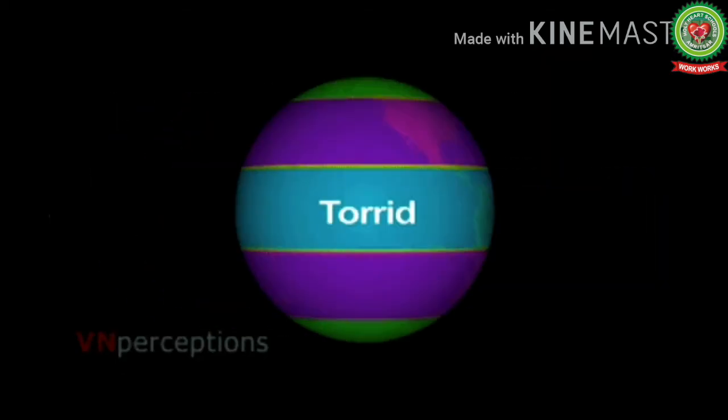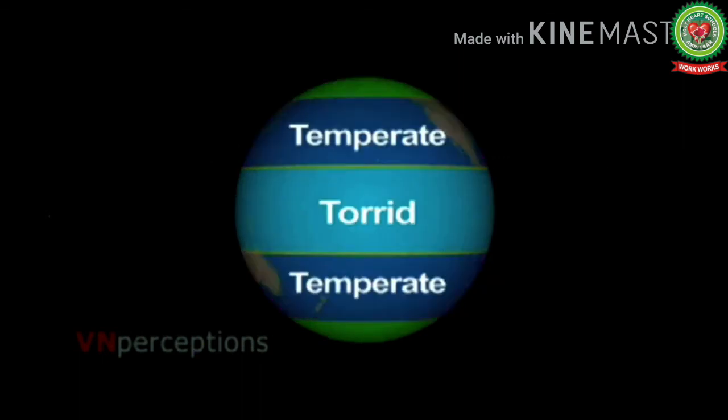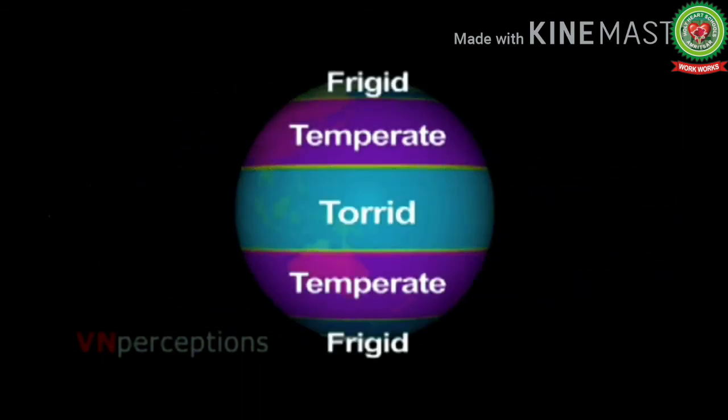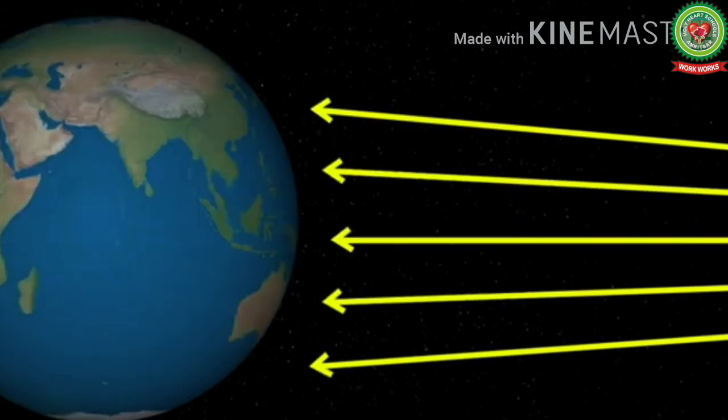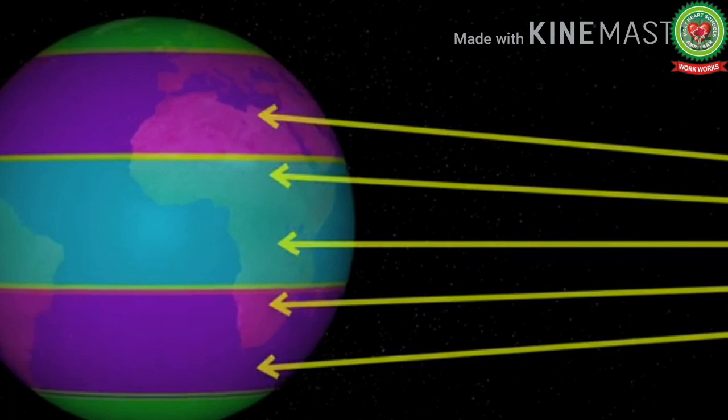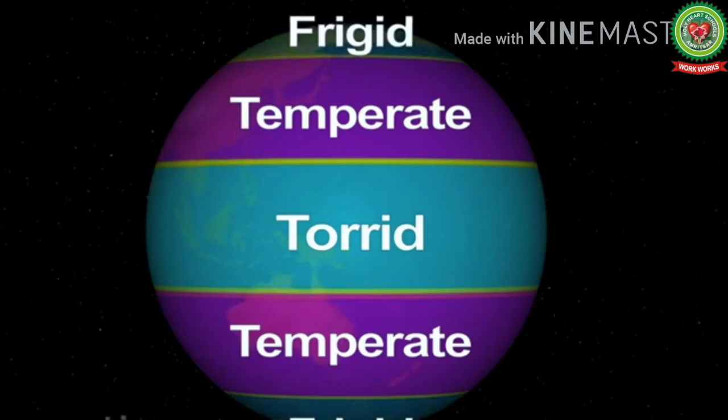Now if I talk about the importance of these latitudes, they are very important in relation to the temperature on the surface of the earth. We all know that Earth is spherical in shape. So the different parts of the Earth receive different amounts of sunlight, and based on that the Earth is divided into three main heat zones: torrid zone, temperate zone and frigid zone.